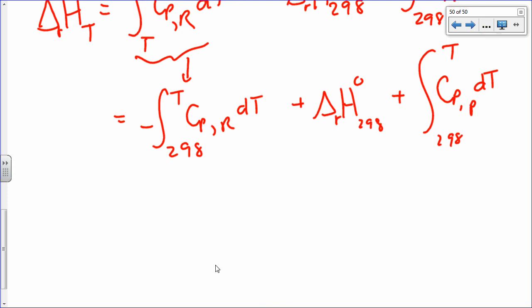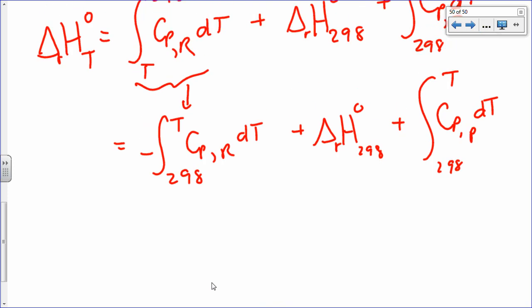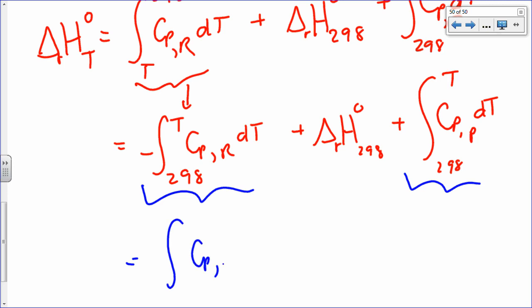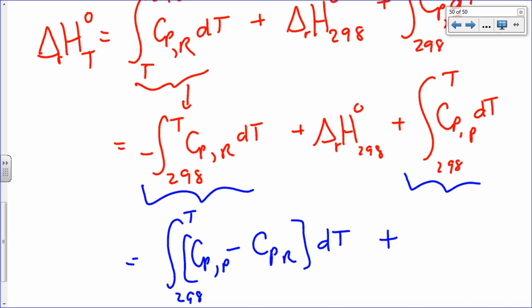What do I do now? I can combine these two, and that gives me what? The integral of Cp products minus Cp reactants dT from 298 to whatever temperature I'm interested in, plus delta H of my reaction at 298 Kelvin. This is the formula for the delta H of the reaction at temperature T.